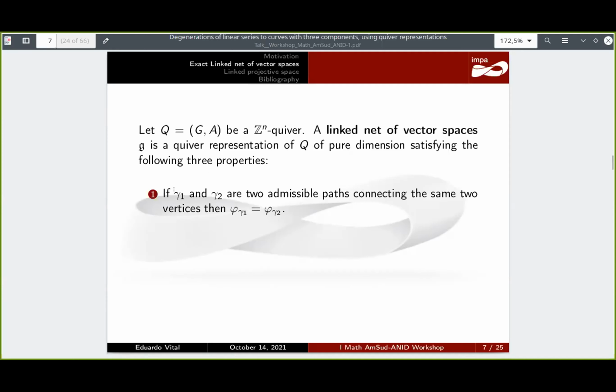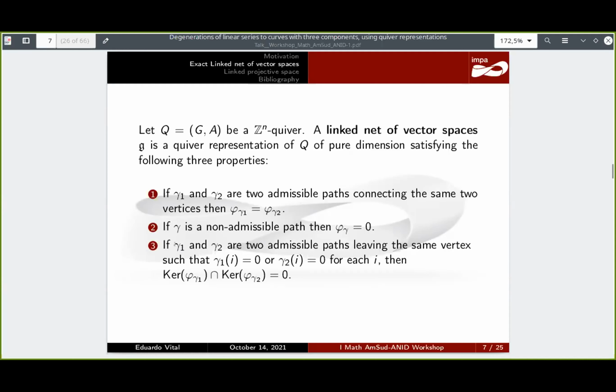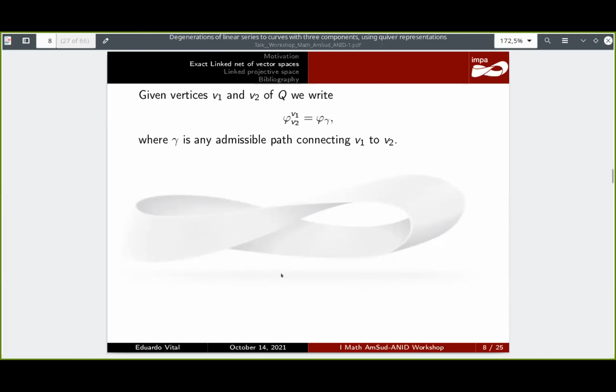First, if gamma 1 and gamma 2 are two admissible paths connecting the same two vertices, then the maps of this representation are equal. Second, if gamma is a non-admissible path, then the map phi gamma is equal to 0. And finally, if gamma 1 and gamma 2 are two admissible paths that leave the same vertex, such that gamma 1 i is equal to 0 or gamma 2 i is equal to 0 for each i from 0 to n, then the intersection of the kernel of phi gamma 1 with the kernel of phi gamma 2 is equal to 0. These three properties define a linked net of vector spaces.